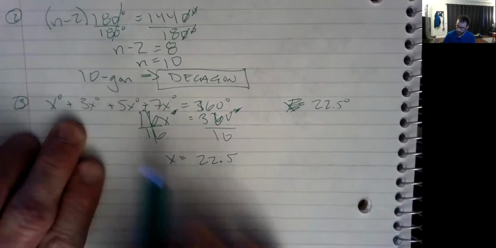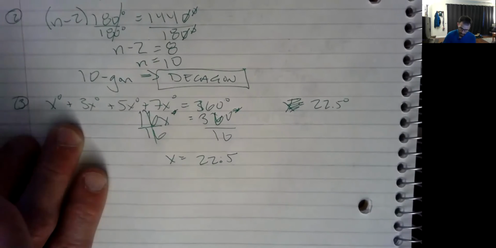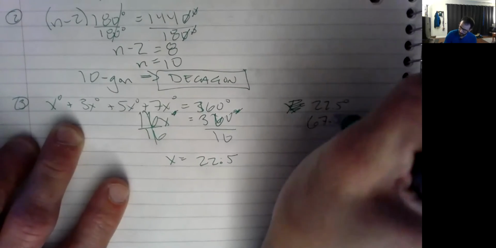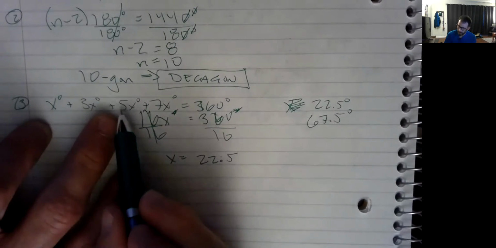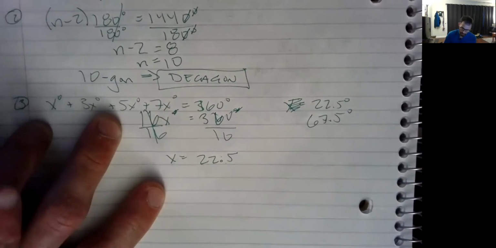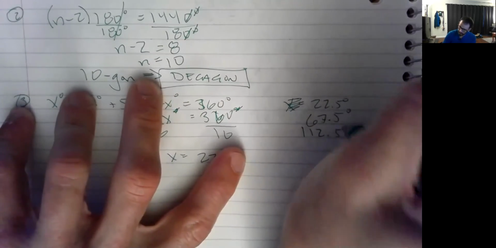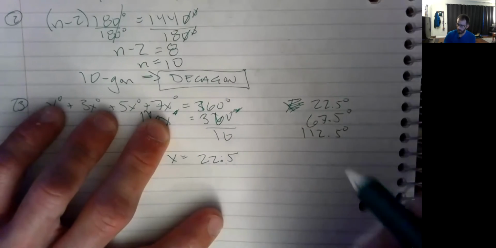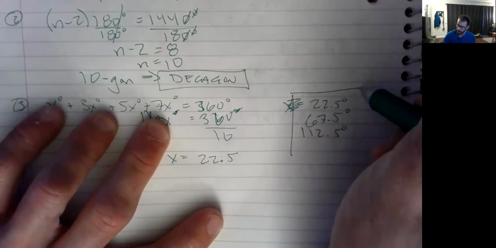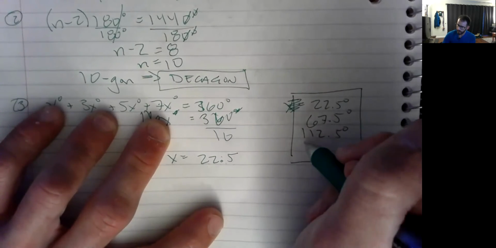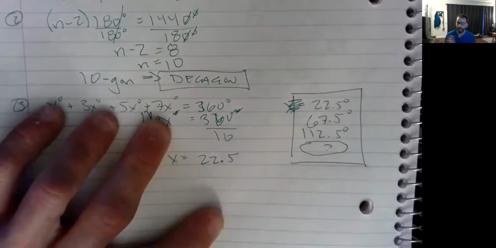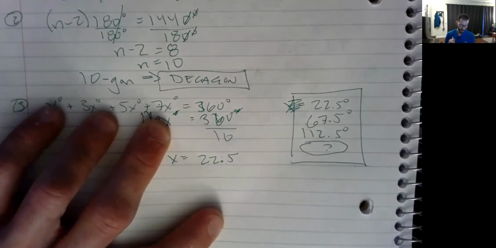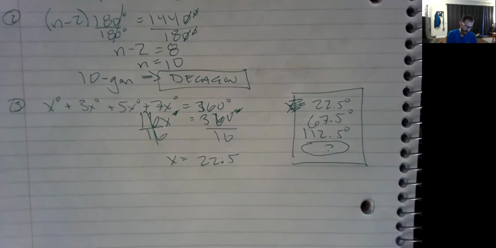So the second one is 3 times this. So 3 times 22.5 is 67.5. Don't forget the degrees. The next one's 5 times 22.5. And then finally, the last one is 7 times 22.5. And I'm going to let you answer that one on Edpuzzle.